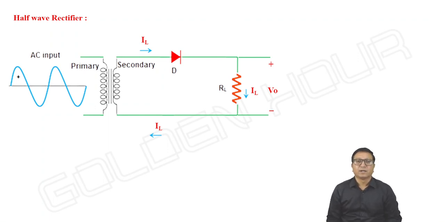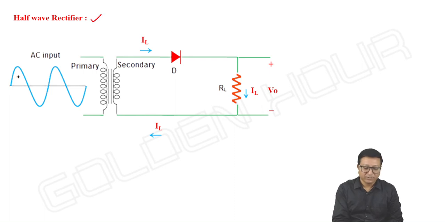Let us start with half wave rectifier. We have seen so far the basic requirements of the rectifier circuits. Some parameters like average value, RMS value, ripple factor and loading effect, such points I discussed. Now let us start with the rectifiers.